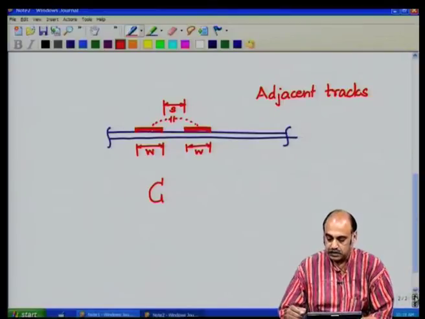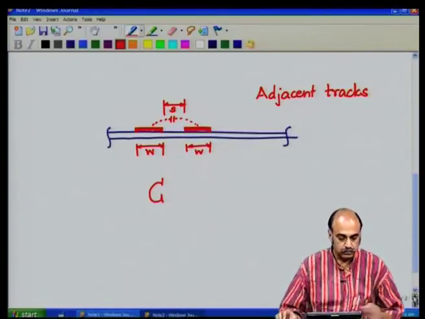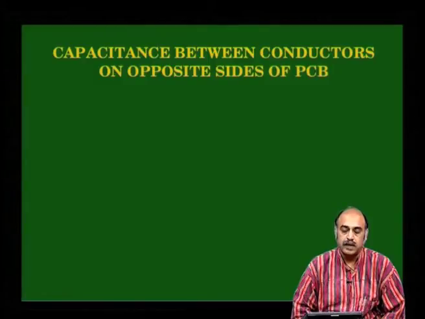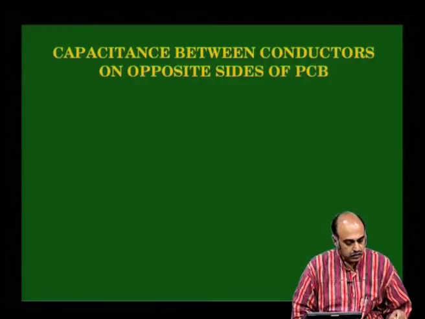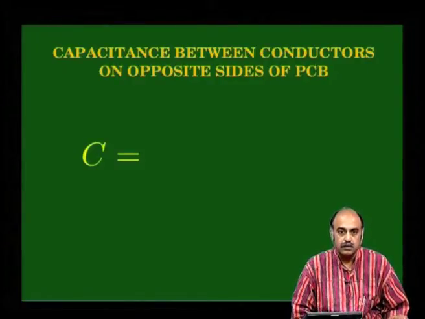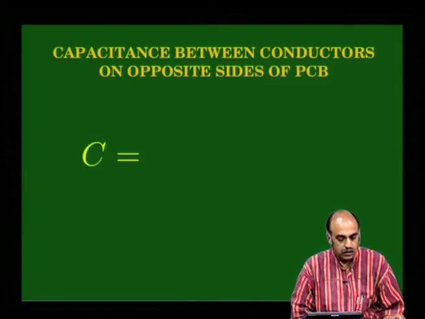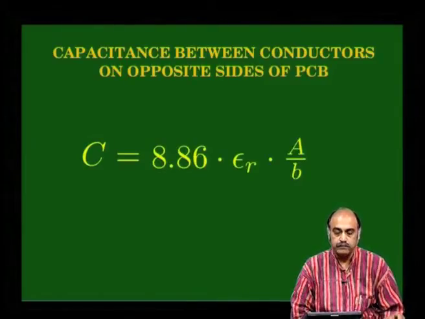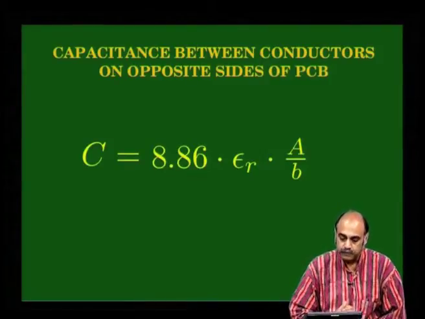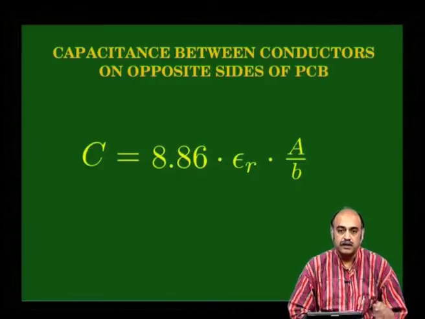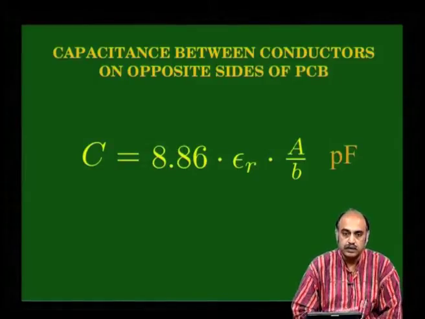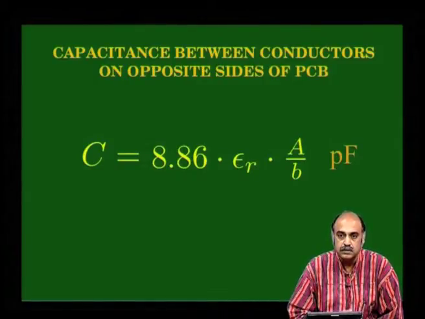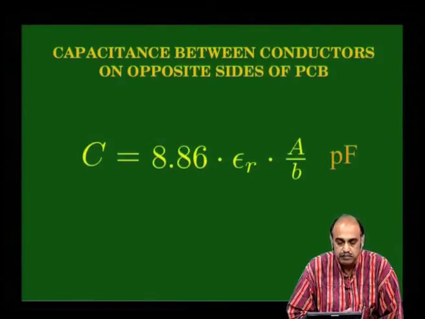So, now coming to the capacitance between conductors on opposite sides of the PCB. Let us first find an estimate of C, and we just now saw the formula. It is given by epsilon A by D. Here the various symbols will be indicated now, with what they mean. The capacitance here is expressed in pF.